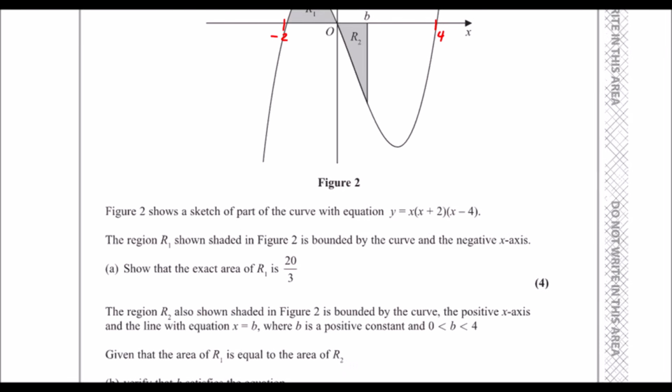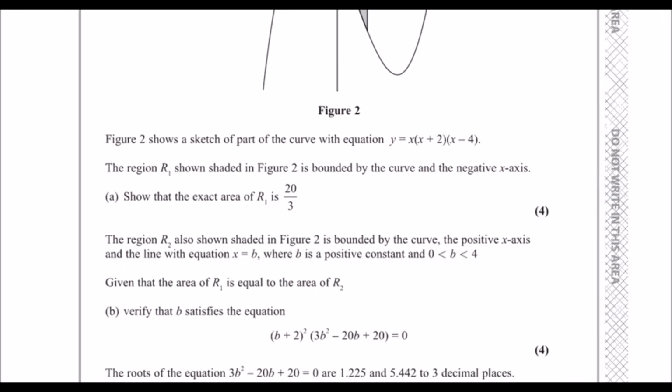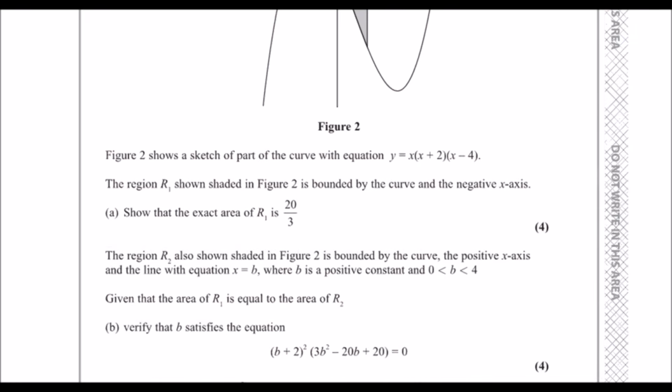Okay, the region R2, again shown on the diagram, is bounded by the curve, the positive x-axis, and the line of equation x equals b. So this line here, where b is a positive constant between 0 and 4. Given the area of R1 is equal to the area of R2, so these two areas are equal, verify that b satisfies the equation.